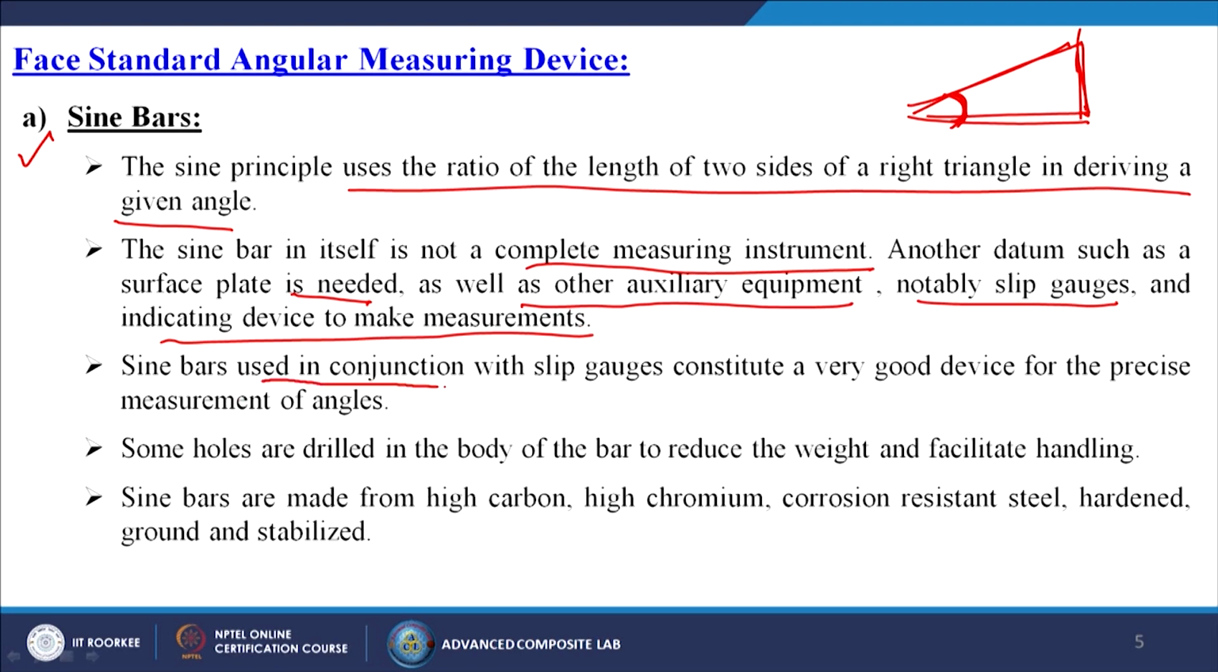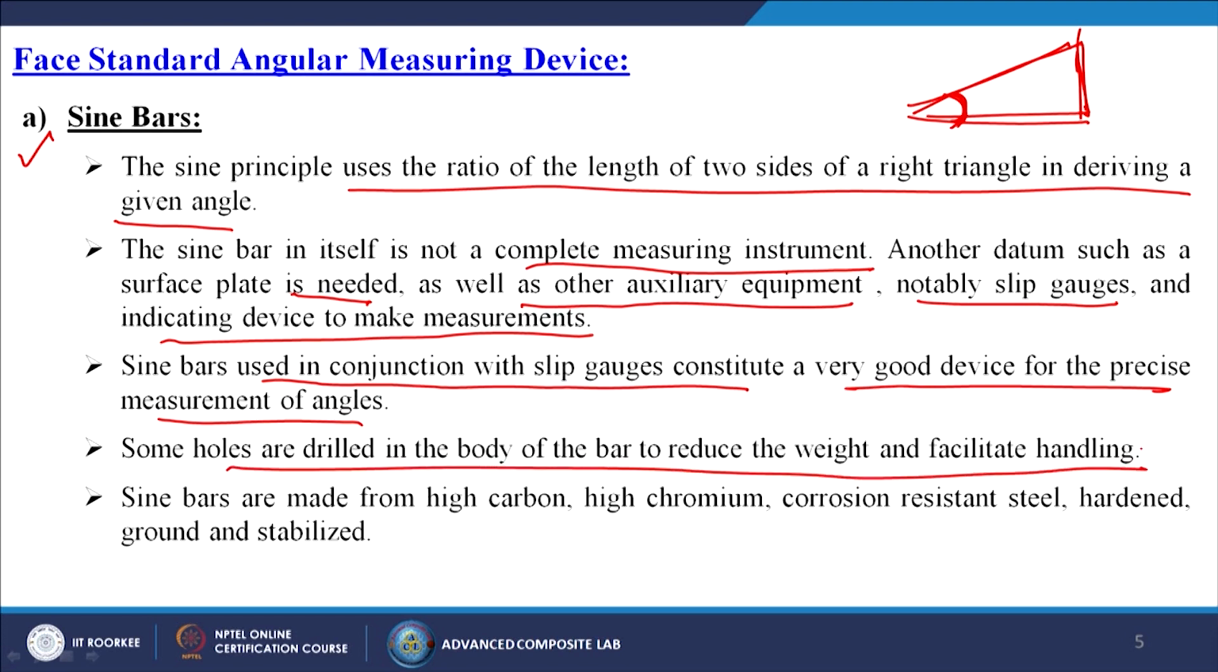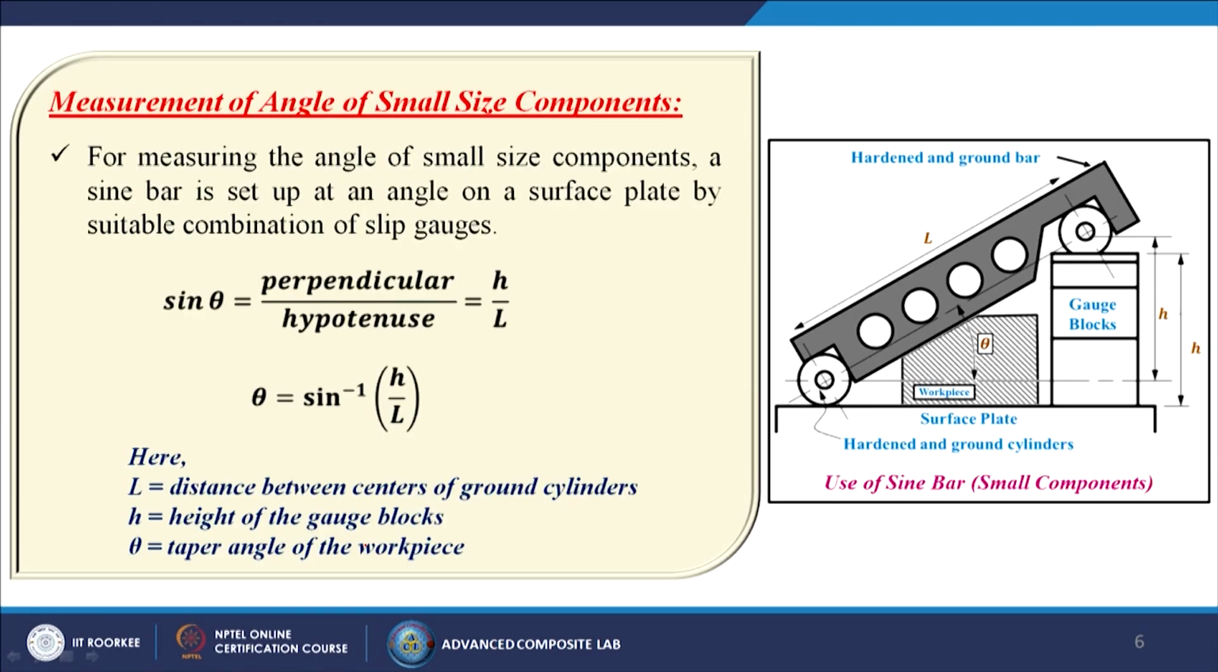Sine bars used in conjunction with slip gauges constitute a very good device for the precise measurement of angles. Some holes are drilled in the body of the bar to reduce the weight and facilitate handling. So, the real image of the sine bar I will show you in the next slides. Whatever scale you are generally using, we are putting certain holes, simply removing some material so that it will be lesser weight. Sine bars are made from high carbon, high chromium, corrosion resistant steel, hardened, ground and stabilized. Now, this is the real image of the sine bar.